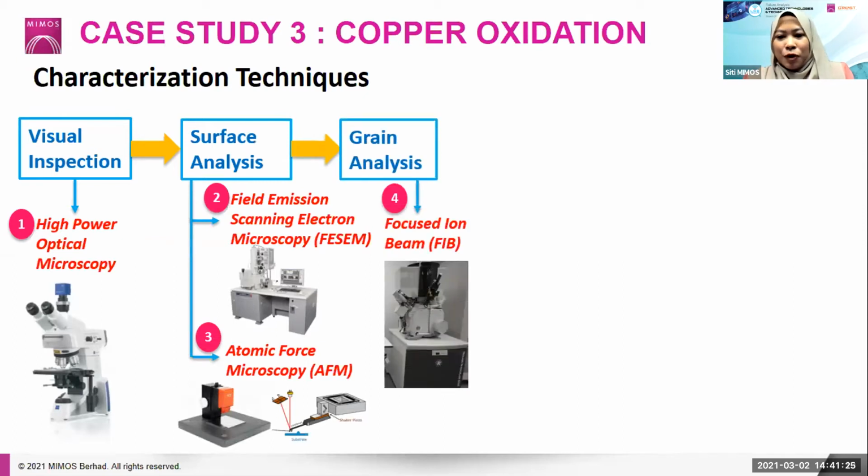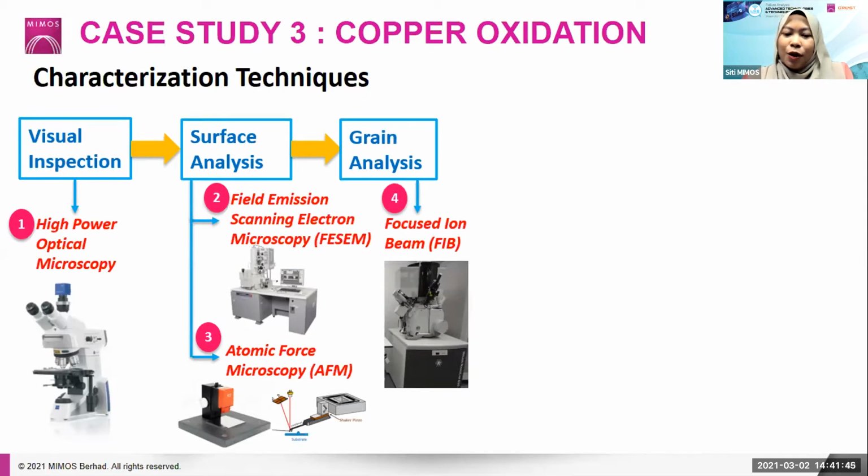The heat treatment process will also have the tendency to induce grain growth. So in this case, we can perform focused ion beam analysis to study the grain structure. We can analyze the grain from the top surface and also from the cross-sectional view by using this method.